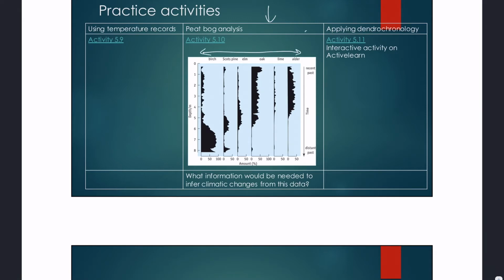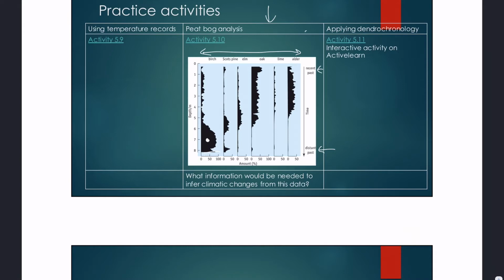Okay, and the abundance is shown on the graph below. Obviously the depth corresponds to time, so this is more recent right here, and this is the distant past as we go deeper. So we can see that in the distant past, the most abundant pollen type was birch, right here.